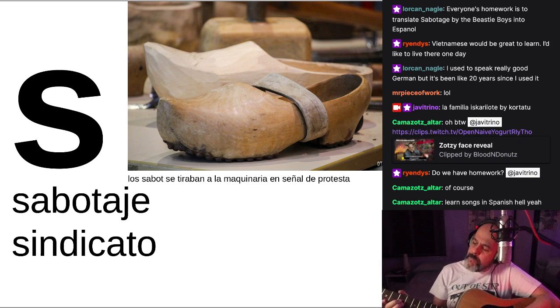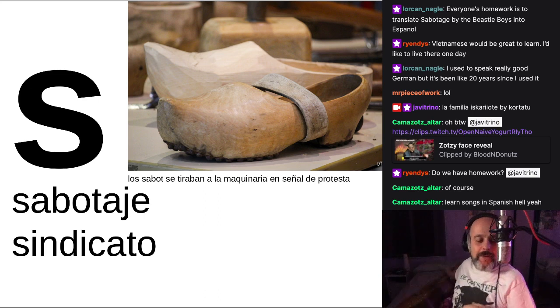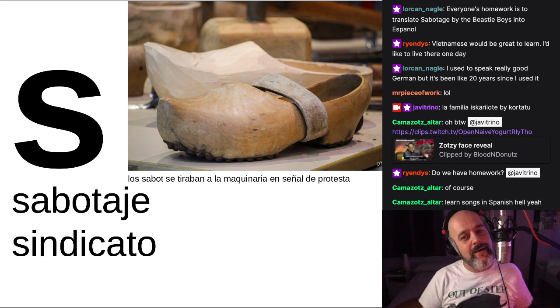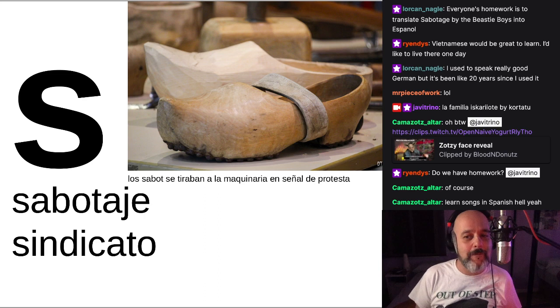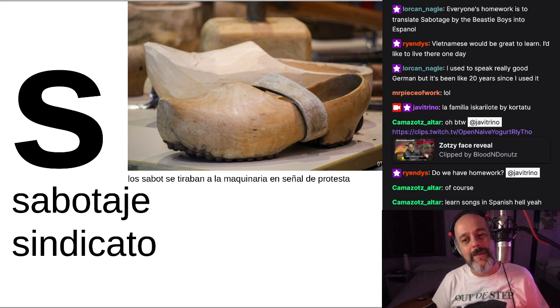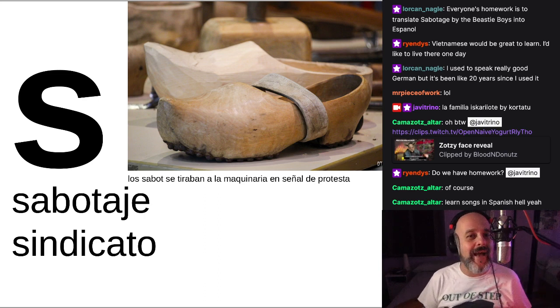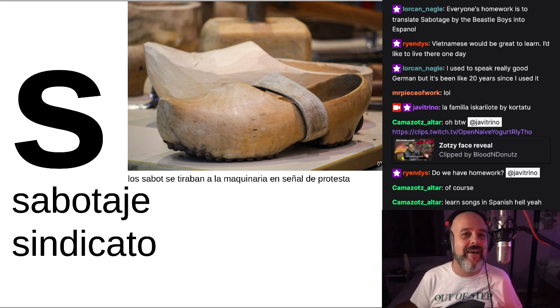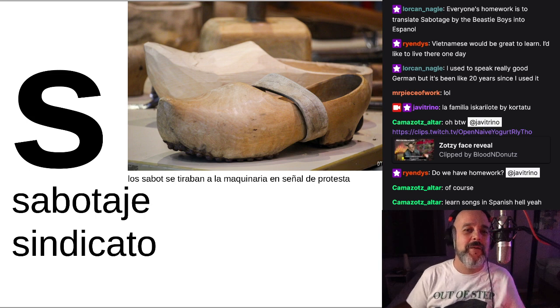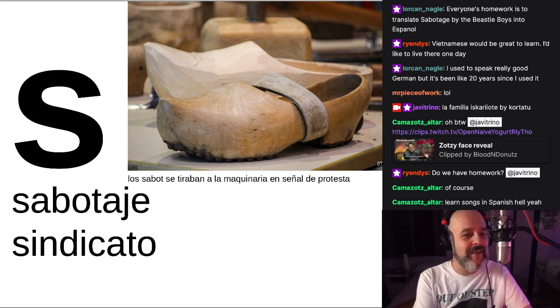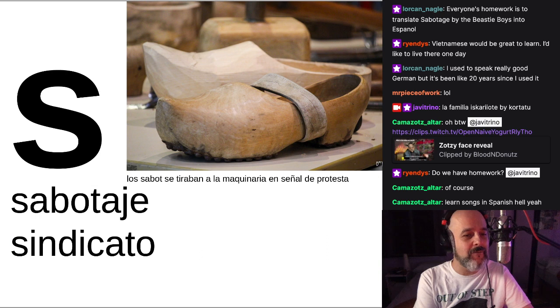Sabotaje! Rebelión, desobediencia, agitación. Sabotaje, sabotage; rebelión; desobediencia, disobedience; agitación, agitation, which is like, you know the drill, making a mess, so the ones in power get destabilized and don't get so comfortable with their abuse.